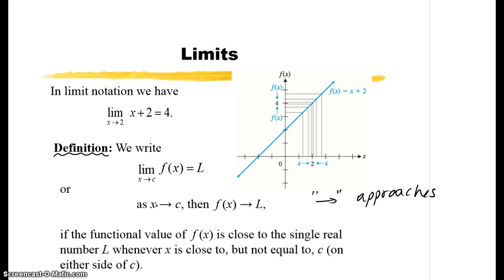And what does that mean? Well, when does that occur? When does it take place? That takes place if the functional value of f of x is close to the single real number L whenever x is close to but not equal to c on either side of c.